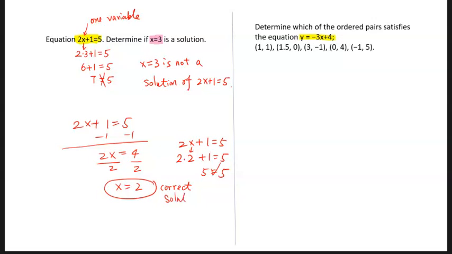Now, if we look at the equation on the right, we have two variables, and so each of the solutions needs to have two numbers, because we have two unknowns, x and y. So that is a variable, and that is also a variable. So we have two variables, or you can say two unknowns.